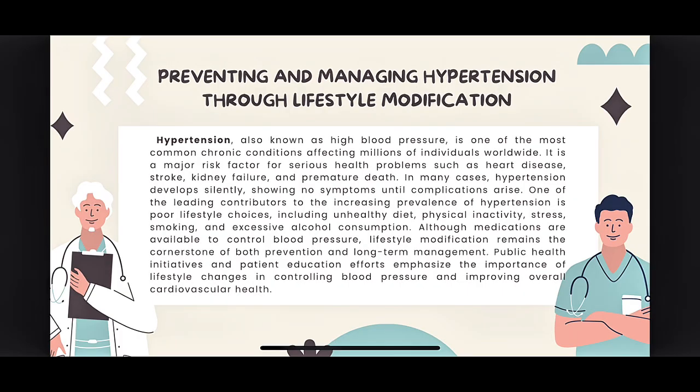Preventing and managing hypertension through lifestyle modification. Hypertension, also known as high blood pressure, is one of the most common chronic conditions affecting millions of individuals worldwide. It is a major risk factor for serious health problems such as heart disease, stroke, kidney failure, and premature death. In many cases, hypertension develops silently, showing no symptoms until complications arise. One of the leading contributors to the increasing prevalence of hypertension is poor lifestyle choices, including unhealthy diet, physical inactivity, stress, smoking, and excessive alcohol consumption.